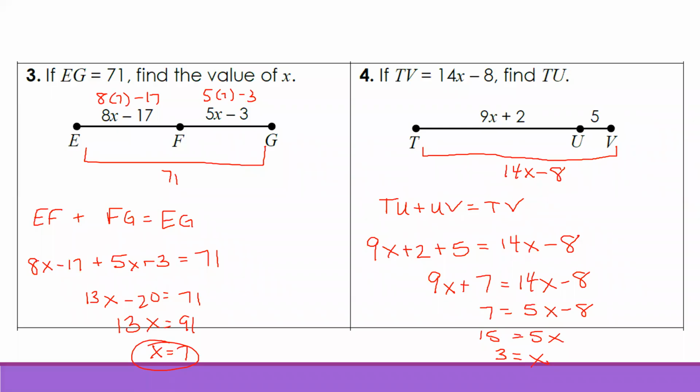So you should have gotten x equals 3. That's a really good answer for x. And now we just need to make sure that we actually answer the question. It says find TU. So we're going to take that x and plug it in for TU. TU is represented by 9x plus 2. So for the x, I'm going to replace it with the 3. 9 times 3 is 27, plus 2 is 29. So our final answer is 29. TU is equal to 29.